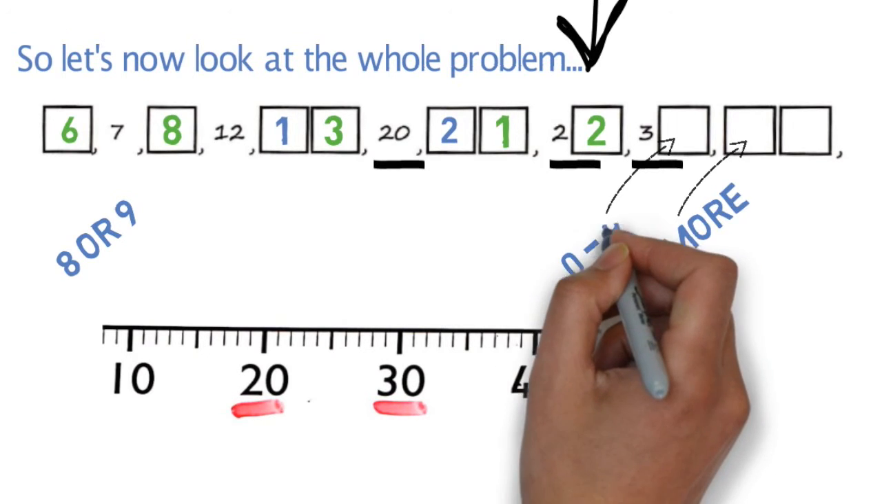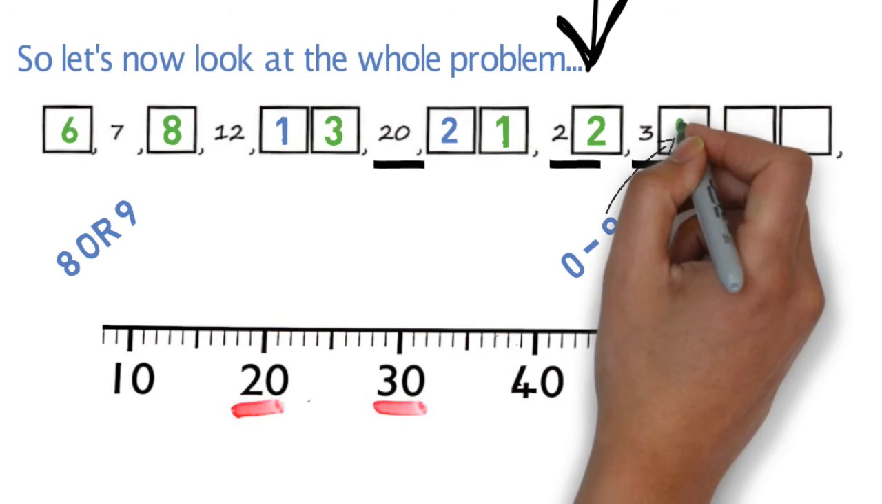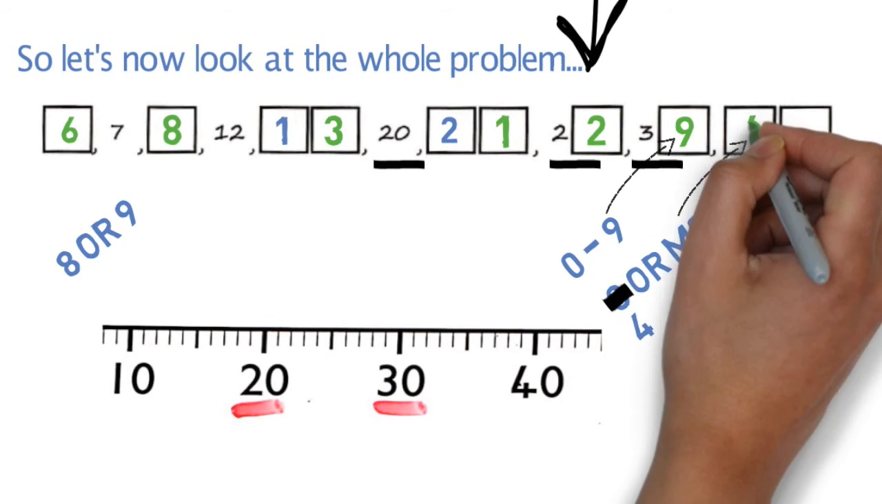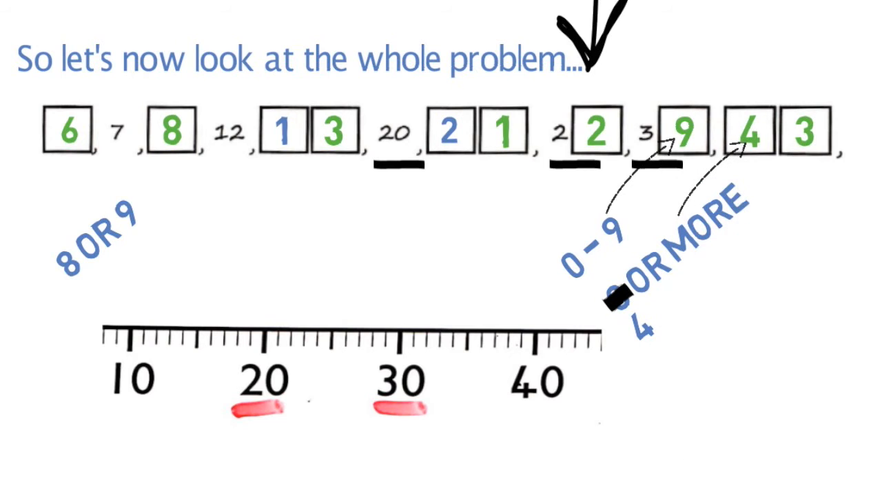This digit could be anything from 0 to 9. If we use a 9 here, then it has a knock-on effect to the next number. That tens digit can no longer be a 3. It must now be 4 or more. Let's say this number is 43.